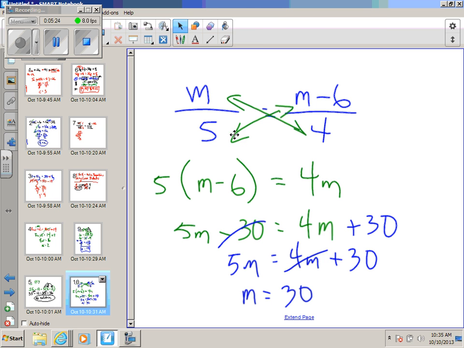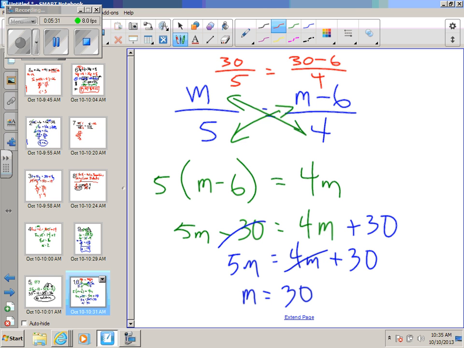How do you know this works, Mark? What does 30 over 5 equal? 6. 30 minus 6 is 24. 24 divided by 4 is 6. 6 equals 6. That's why it works. Did you get 30? Did you do it the same way I did? You must have done it right. That's okay. That's why all this shifting and moving works.